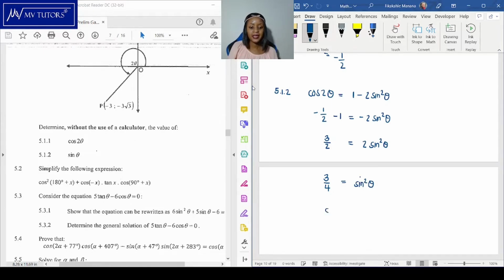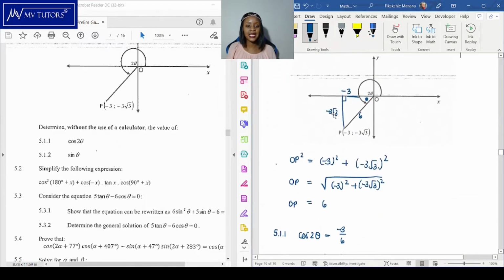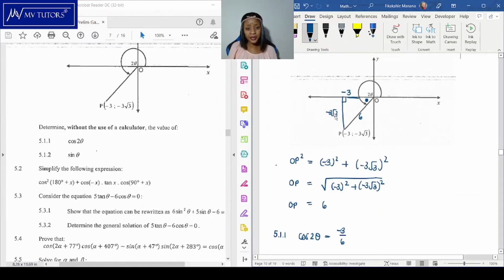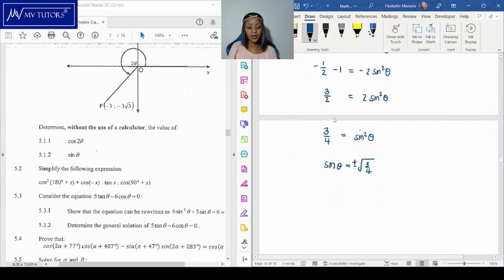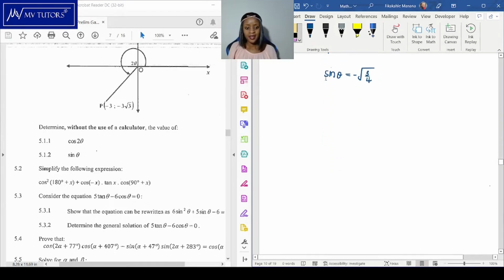Now if I were to get sine theta, I would have to take the root of 3 over 4. Generally you would say plus or minus, but because we are dealing with the third quadrant, and sine is negative in the third quadrant, your answer would be the negative root of 3 over 4. And now we can go over to 5.2.